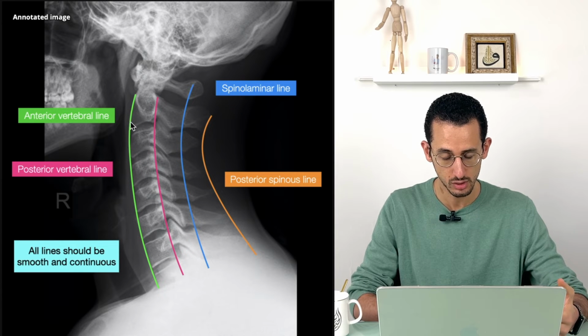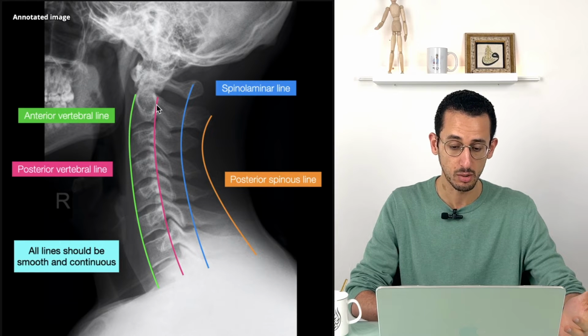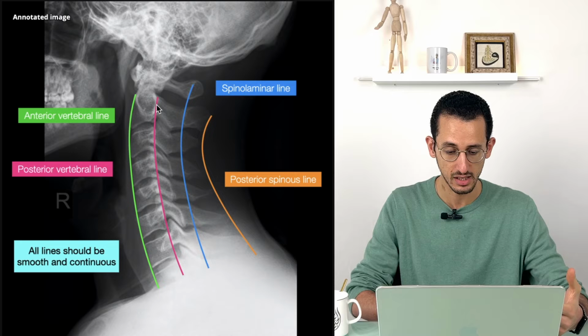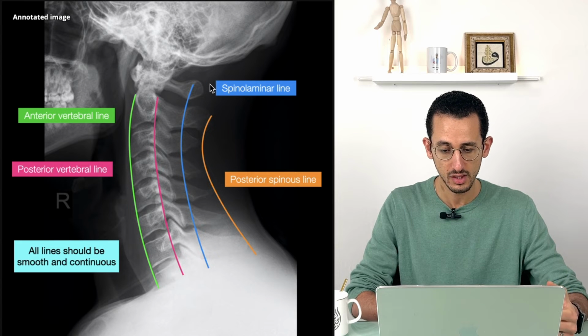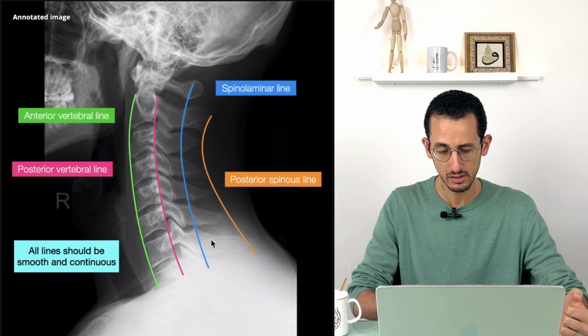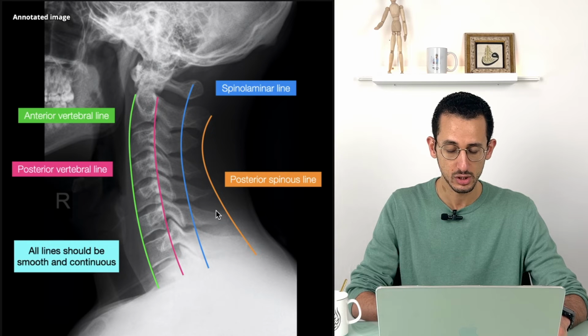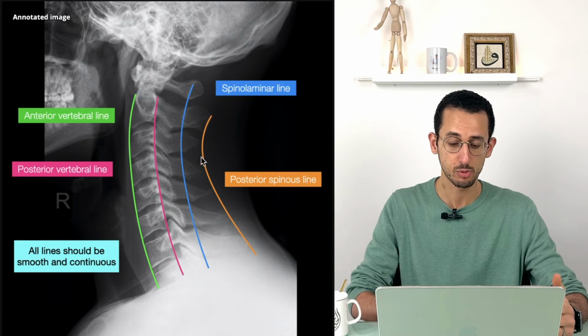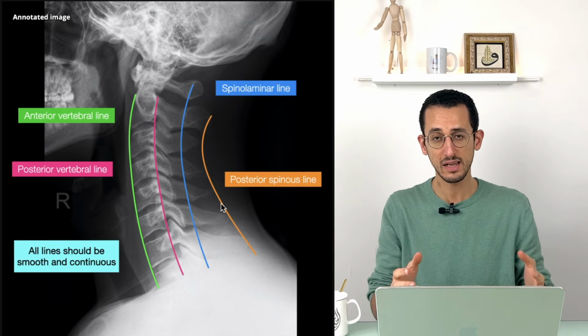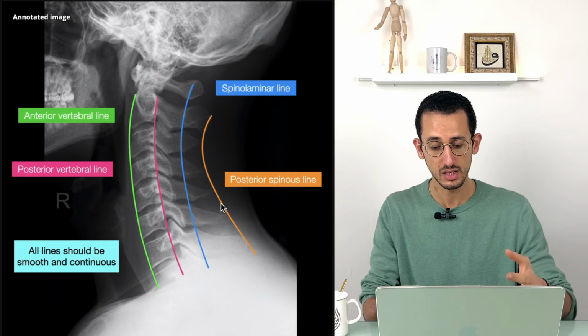This line goes smoothly from C2 all the way down to C7 or T1. Then the posterior vertebral line, which goes along the posterior aspect of the vertebral bodies. Similarly, check if there is any malalignment. Then you look at the spinolaminar line, which extends through the lamina of the cervical vertebrae, and the posterior spinous line, which extends along the tips of the spinous processes posteriorly. All of those have to be continuous and smooth. Any malalignment will be easy to see on this image.